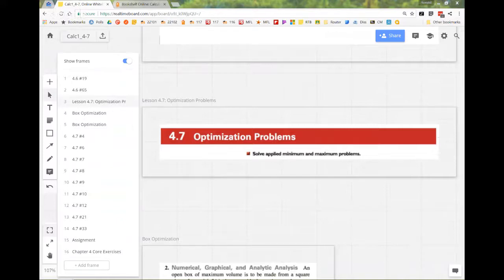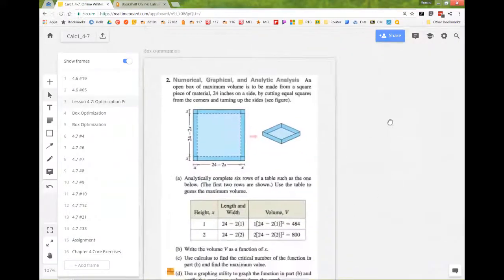All right, let's get going on 4.7 then. So optimization, this is always one of my favorites, and it's one of the unique things that calculus allows you to do. We're going to start off with a classical calculus problem, one that always comes up and is kind of famous, at least from what I've seen. It's in every calc book. And it goes like this.